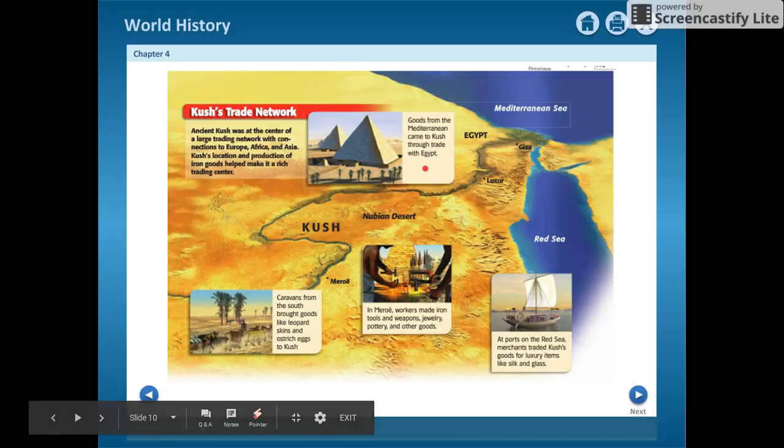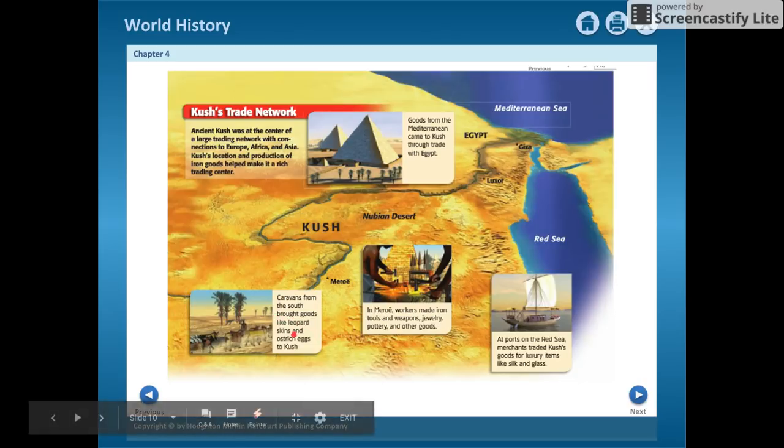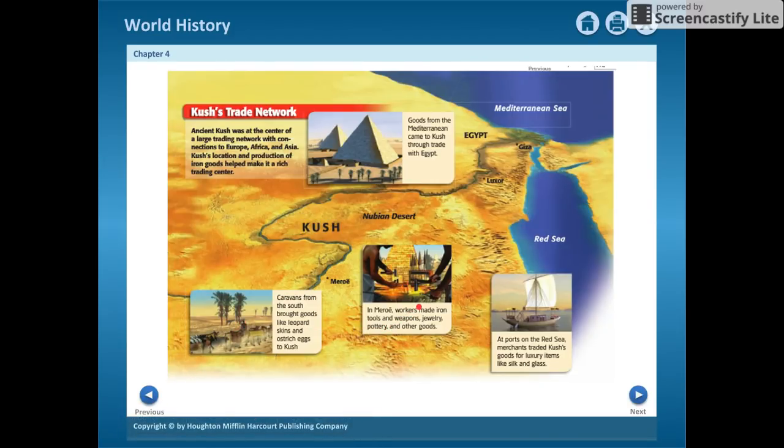Kush's location and production of iron goods helped make it a rich trading center. So goods from the Mediterranean came to Kush through trade with Egypt. Caravans from the south brought goods like leopard skins and ostrich eggs to Kush. So this came from the south. In Meroe, workers made iron tools and weapons, jewelry, pottery, and other goods. Okay, and here's Meroe right along the Nile.